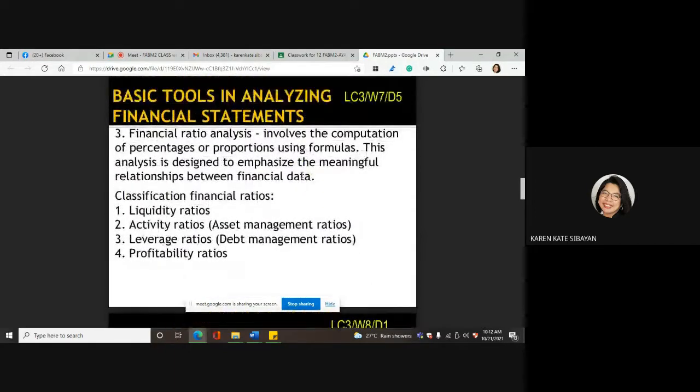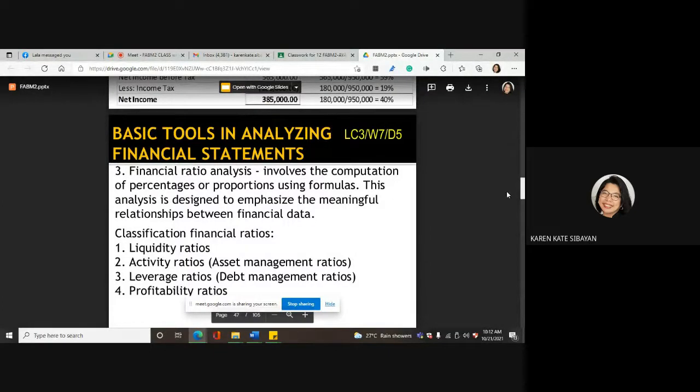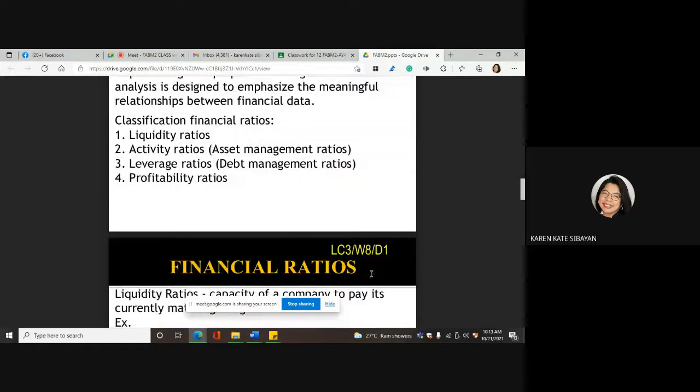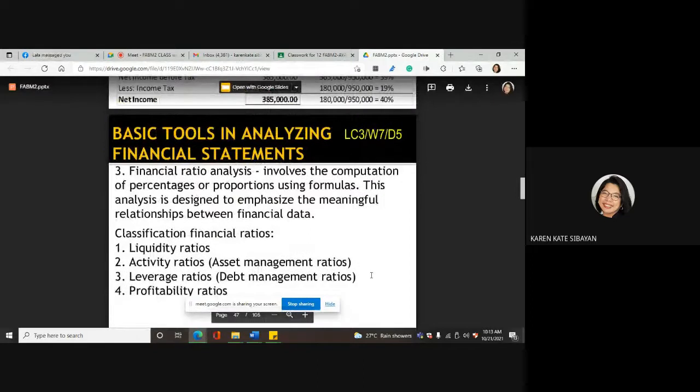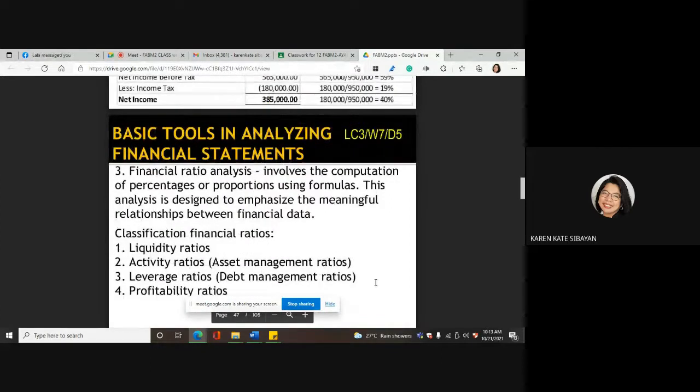Next. Another tool in analyzing financial statements is the financial ratio analysis. Okay? These also have formulas, including when you can compute the return on investment. Financial ratio analysis involves the computation of percentages or proportions using formulas. This analysis is designed to emphasize the meaningful relationship between financial data.